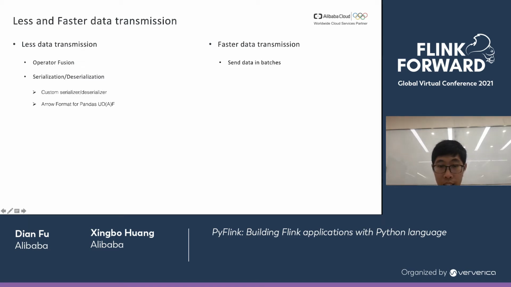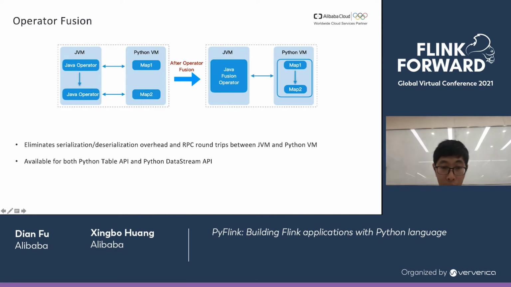So another serialization solution is the Arrow format, which has smaller serialization results. Arrow format is used in Pandas UDFs. About faster data transmission, we choose to send data in batches to get bigger throughput. Okay, we can take a look at how operator fusion works.